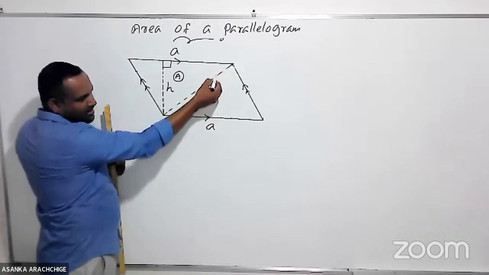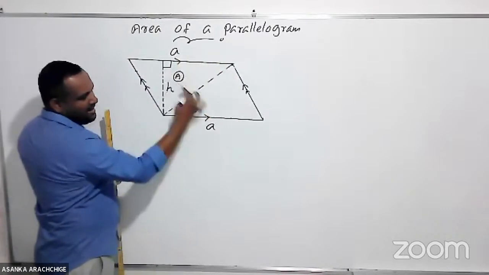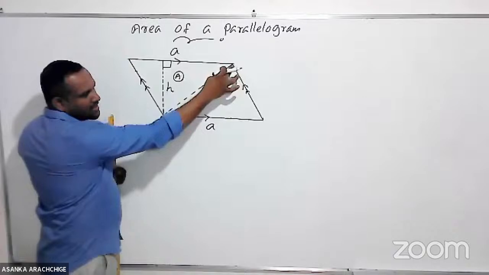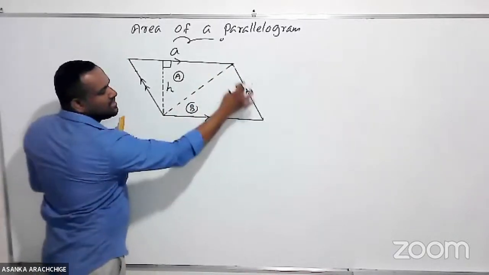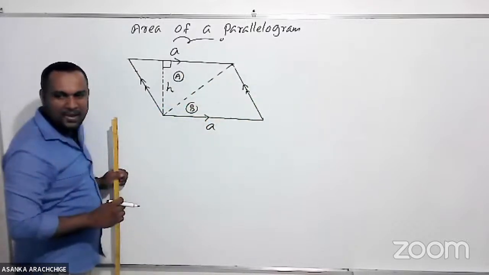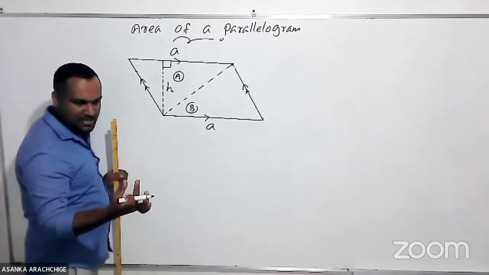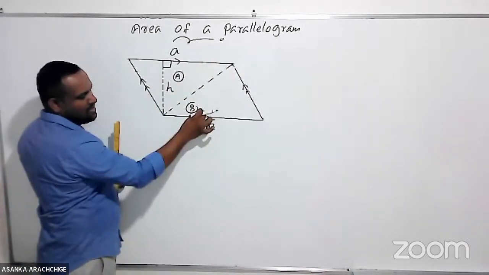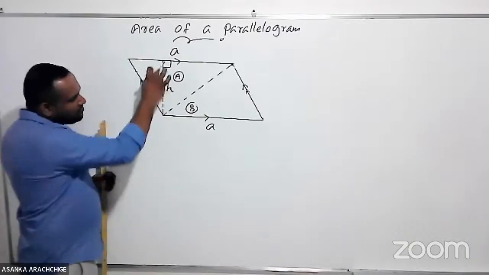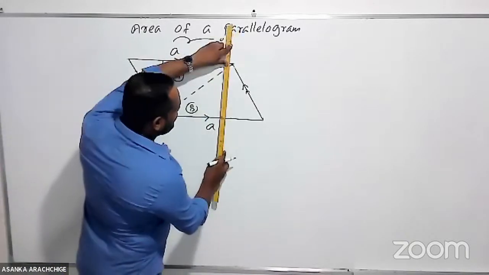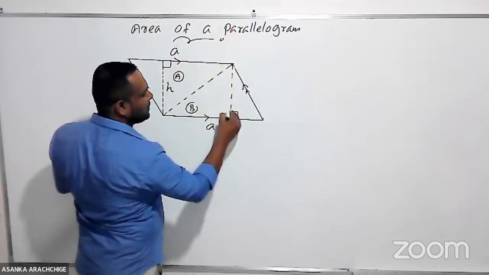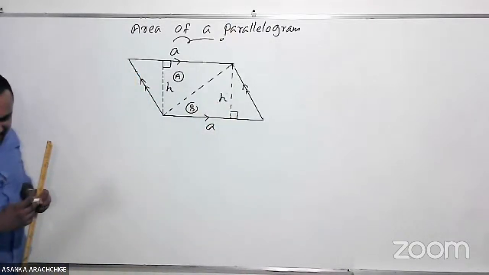Now I draw this diagonal and divide the parallelogram into two triangles. One is A, the other is B. Then the sum of the area of triangle A and the area of triangle B equals what? Area of the parallelogram. The sum of the areas of the triangles A and B equals the area of the parallelogram. Understood? So, if this is H, what is this? This is also H, no? Clear? Now look.